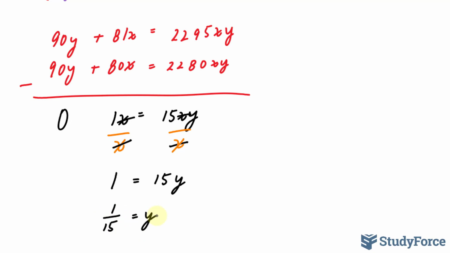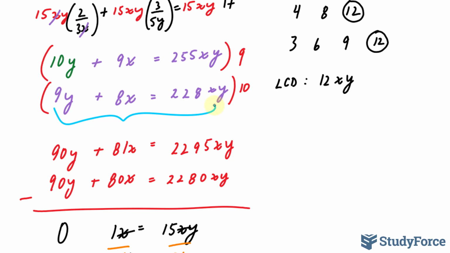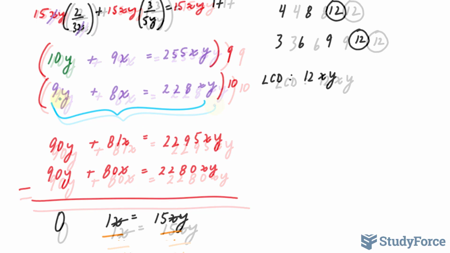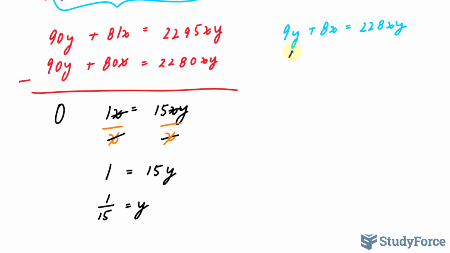Now I have the option of placing this 1 over 15 into this equation, this equation, this equation, that equation, or even any of the two original equations. You want to choose the easiest equation just so that you don't make a mistake. And this looks like the easiest of the 6 to work with. So I'm going to rewrite this. 9y plus 8x is equal to 228xy. And I'll substitute my y coordinate, which I just found to be 1 over 15, into here and into here.